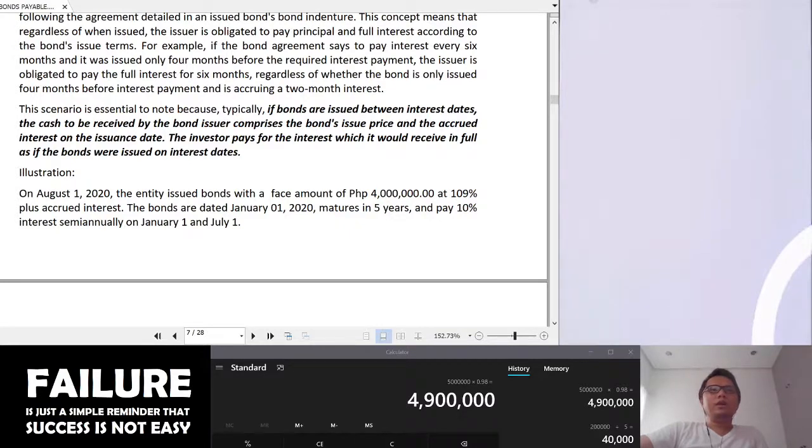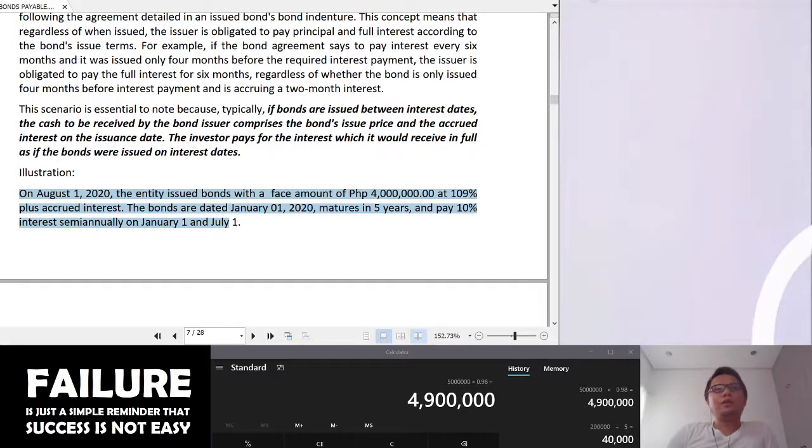On August 1, 2020, okay, the entity issued a bond with a face amount of 4 million at 109%. So meaning, pag 109% siya, there is a premium. Diba? Kasi higher than 100. So there is a premium.